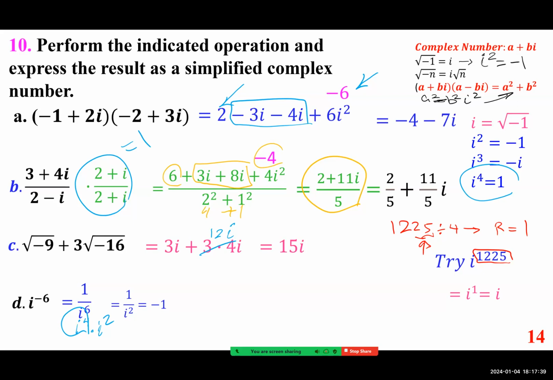Just to make sure you got that, what about this one? I'm going to divide 43 by 4. Again, I just need the remainder. Clearly, everybody knows it's 3. So the answer is i cubed, which we showed is -i, everybody.